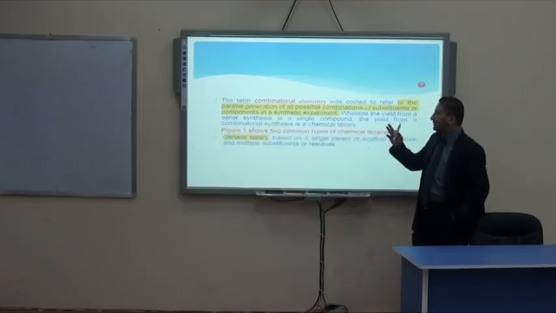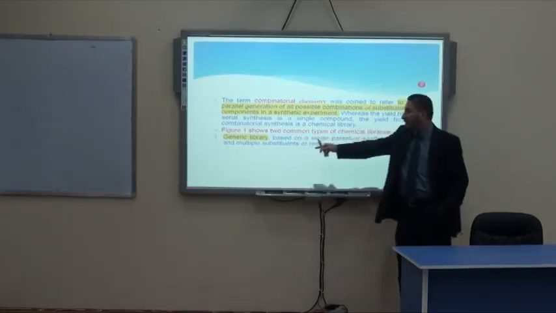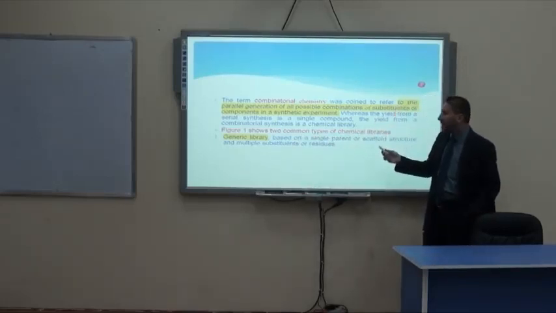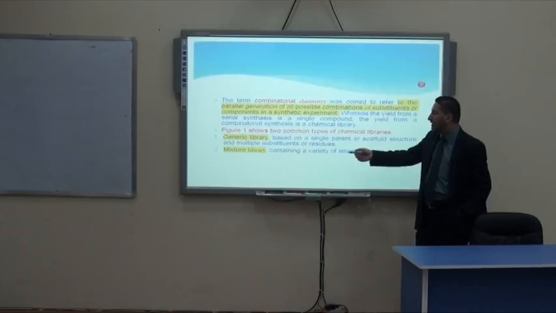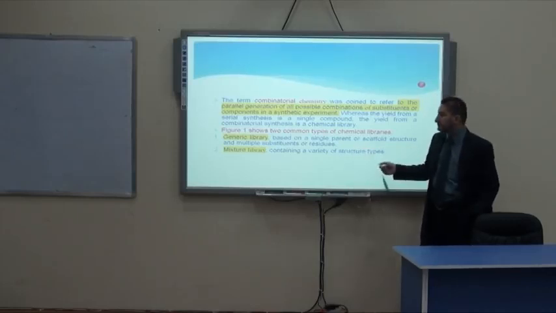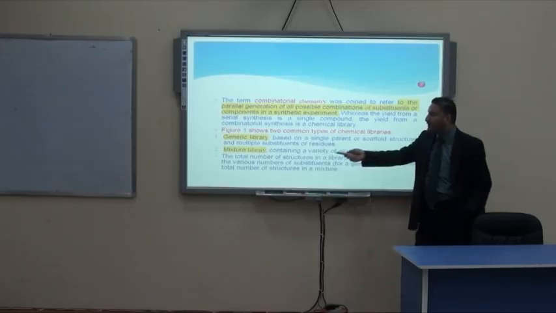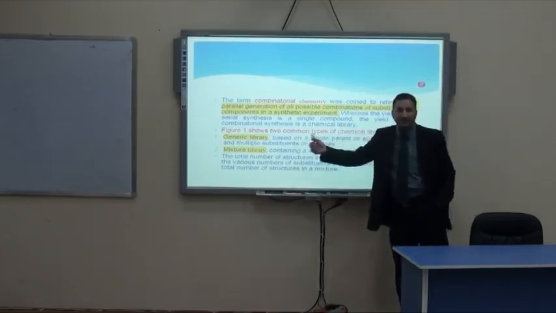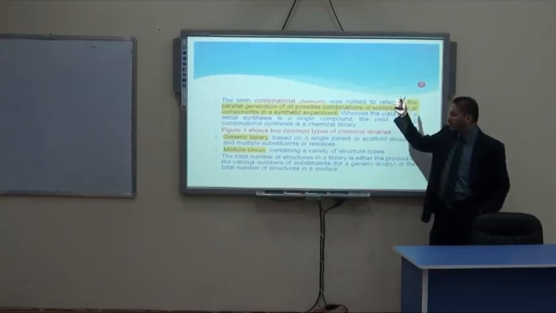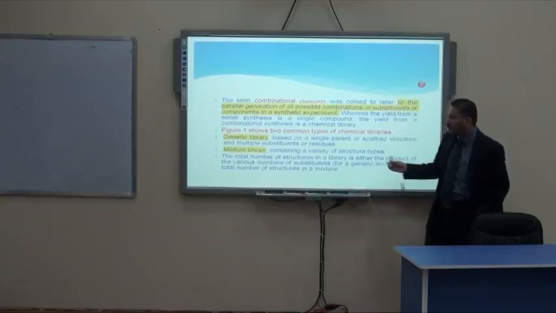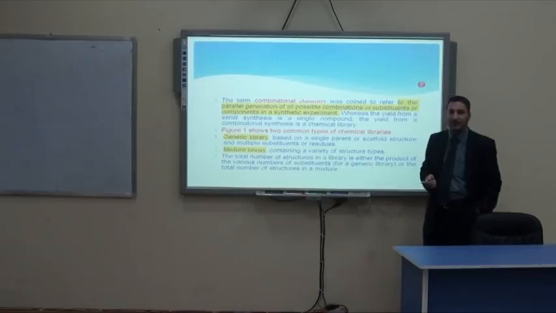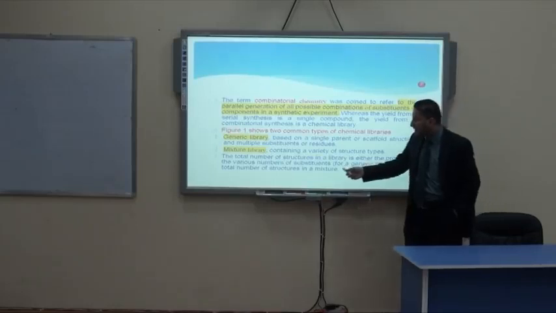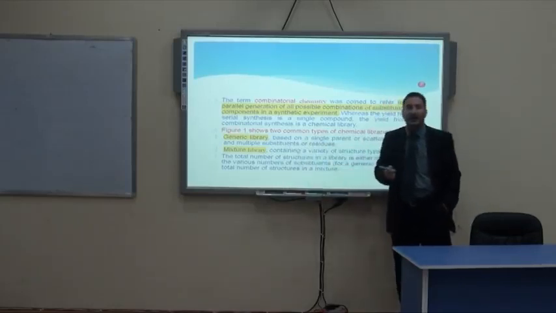We have two types of chemical library: either a generic library, in which you have a single parent compound and multiple substituents, or a mixture library containing a variety of structure types. The total number of structures in a generic library will be equal to the product of the numbers of the various substituents, while the total number of structures in a mixture is the yield of a mixture library.